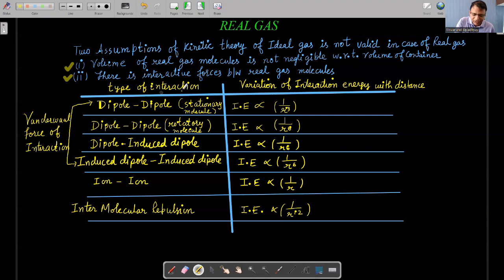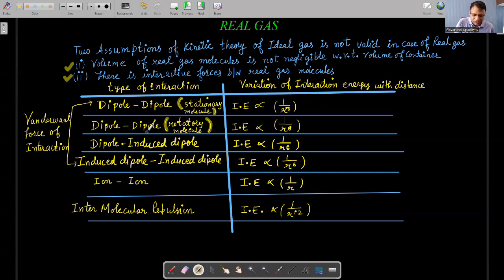So we are discussing different types of interactive forces and their variation with separation distance. The first one is dipole-dipole interaction. In case of dipole-dipole interaction, there are two types of molecules. One molecule is stationary and the other is rotatory. Stationary means, if we take a solid substance like ice, in that there is hydrogen bonding, because of that the molecule is stationary. So in that case, the interaction energy is directly proportional to 1 upon r to the power 3.